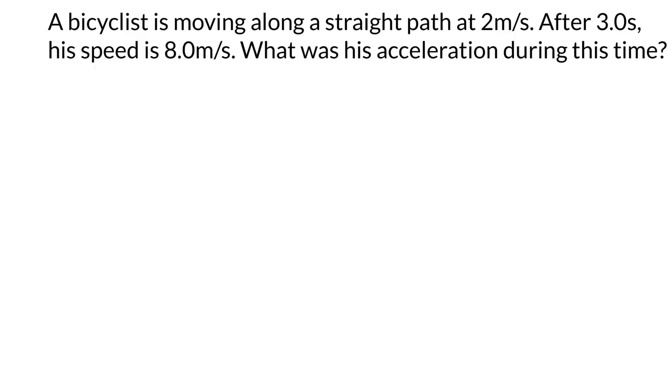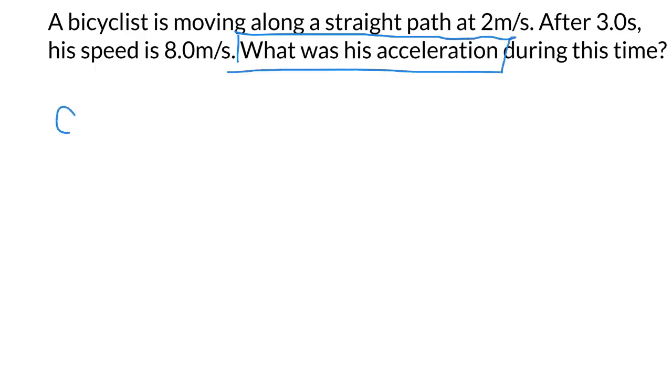So let's look at this problem here. We have a bicyclist moving along a straight path at 2 meters per second. After 3 seconds, his speed is 8.0 meters per second. What was his acceleration during this time? So like any problem, we're always going to start off with what are we looking for? And in this problem, I am looking for what was his acceleration. And so that's what we're trying to find.